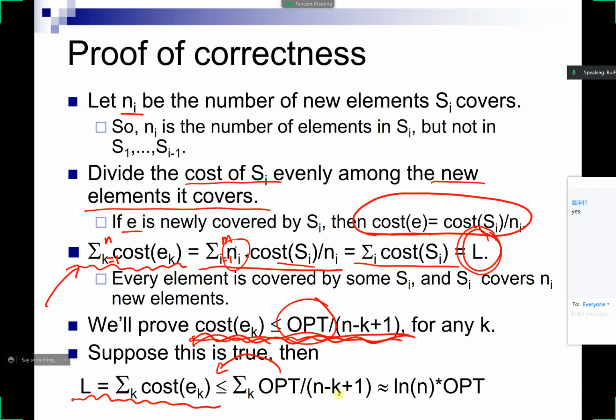And then you see that you have the sum of a harmonic series in this sum, because you have 1 over n, plus 1 over n minus 1, plus 1 over n minus 2, and so on. So you have the sum of a harmonic series, which comes out to approximately log n. Therefore, in total, this sum is going to be about log n times the optimal cost, the minimum cost. That means our cost is going to be about log n times the minimum possible cost. So if we can prove this statement, then we've proven our approximation factor.